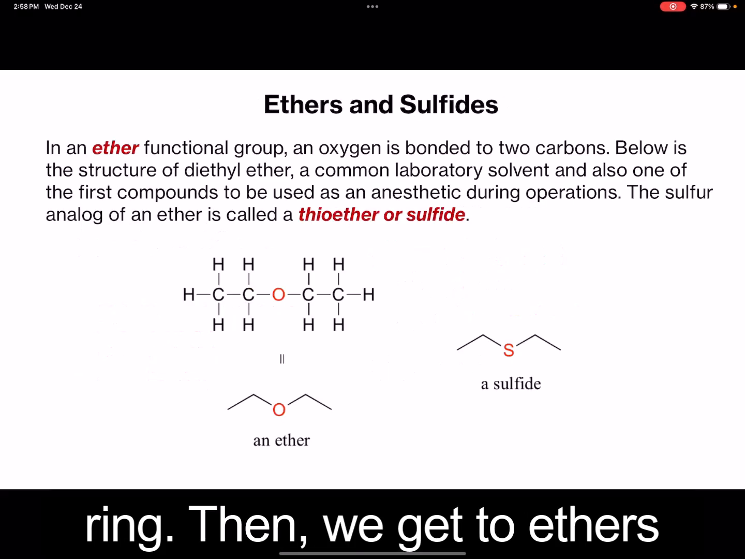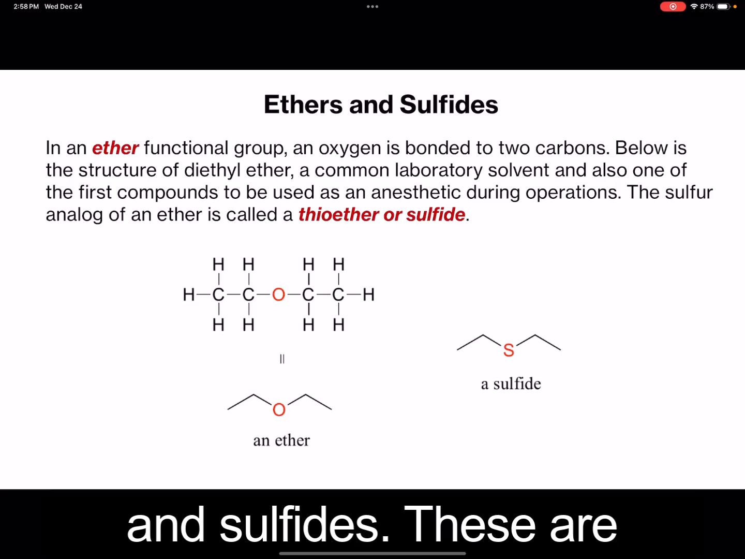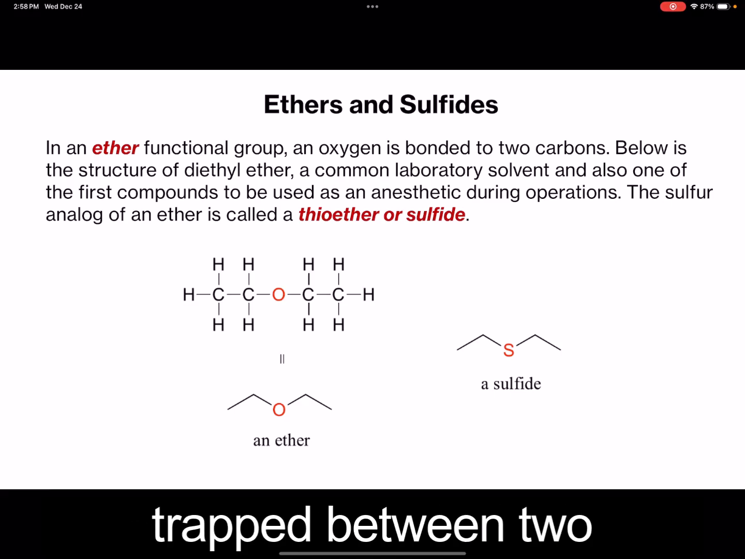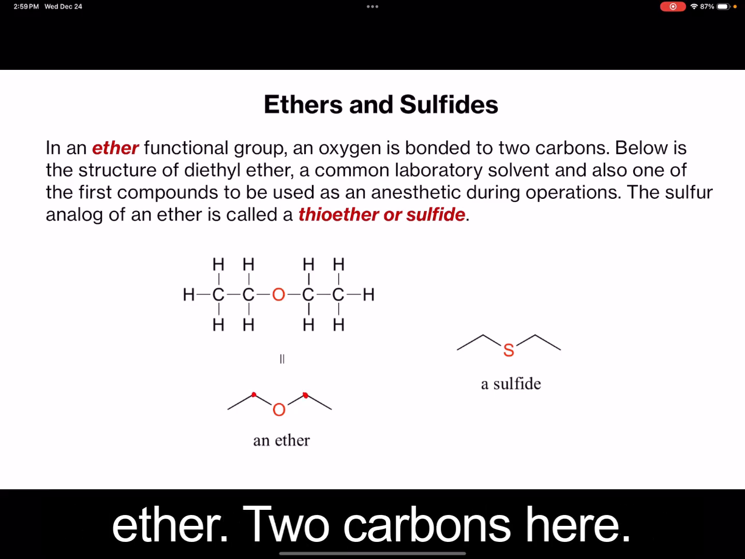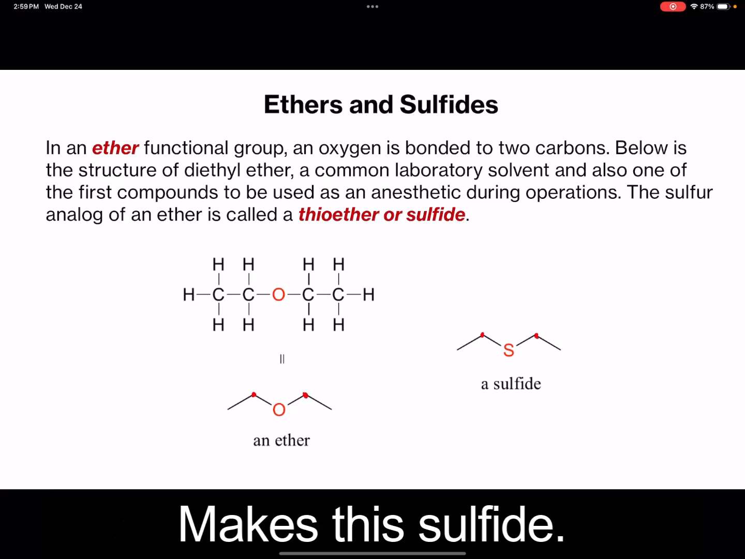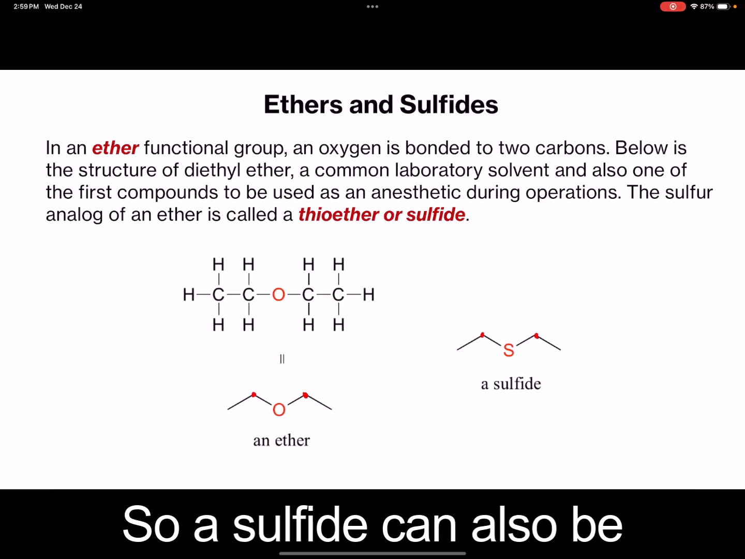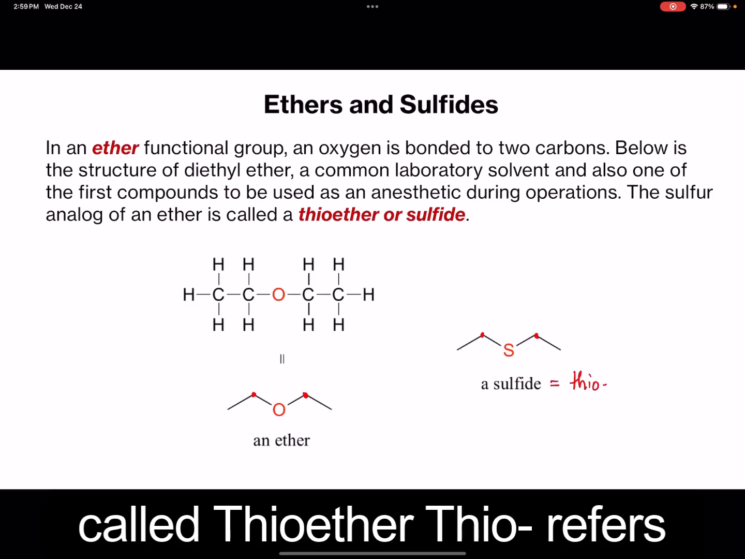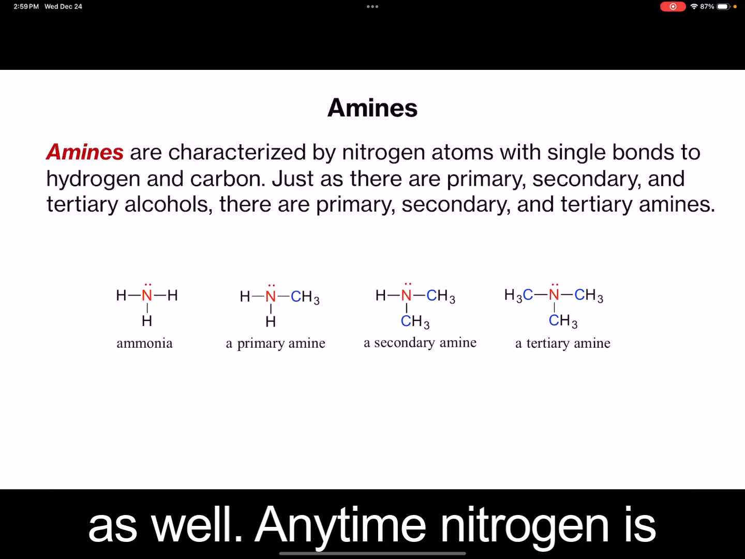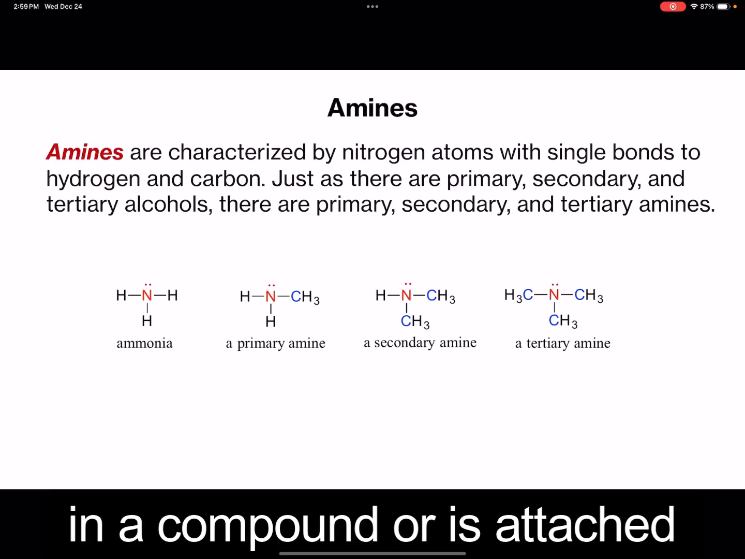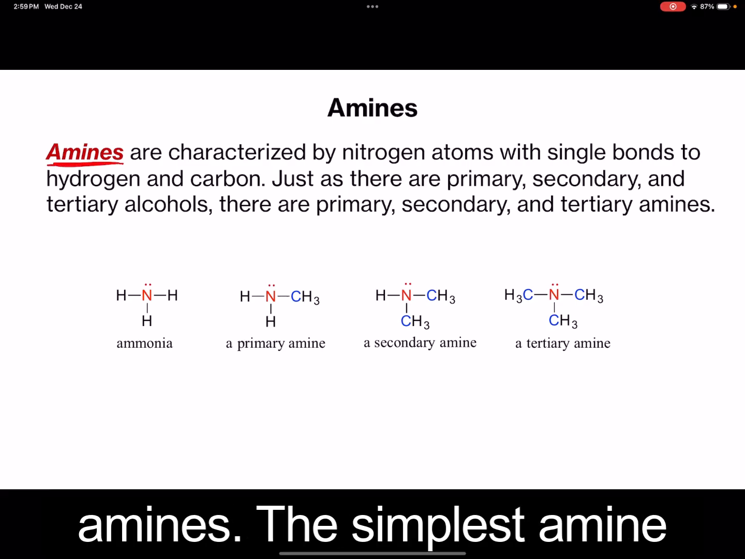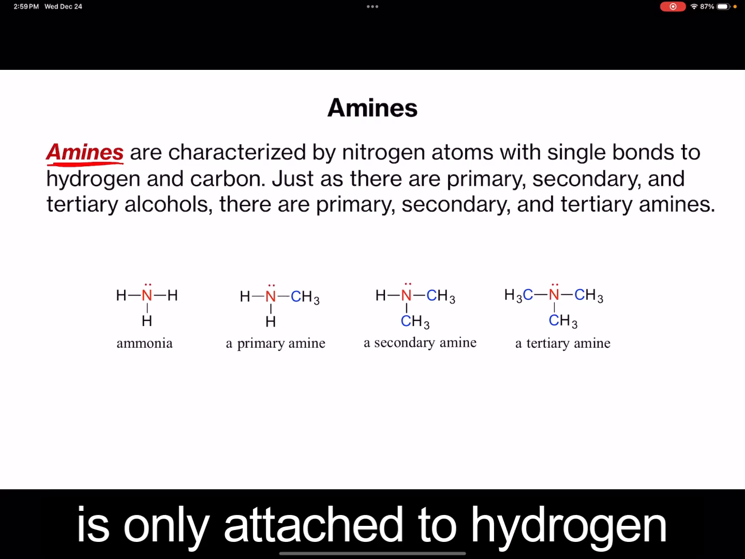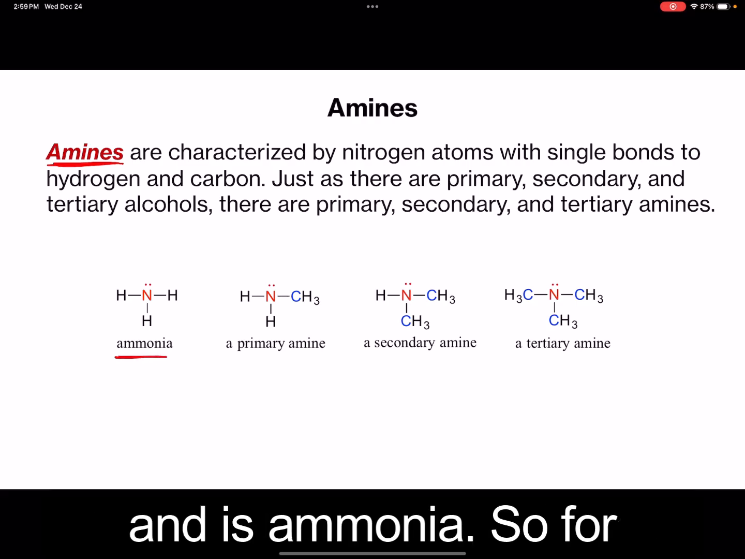Then we get to ethers and sulfides. These are oxygen or sulfur that's trapped between two carbons, right? So there's two carbons here, makes the ether. Two carbons here, makes the sulfide. So a sulfide can also be called a thioether. Thio refers to sulfur. Anytime nitrogen is in a compound or attached to carbon, they are called amines. The simplest amine is only attached to hydrogen and is ammonia.